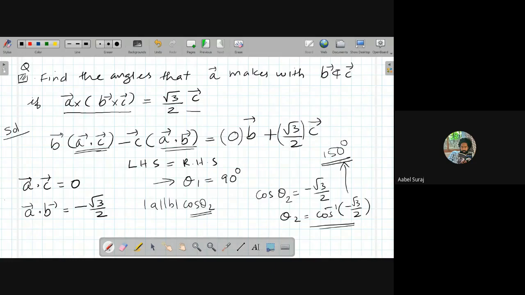You know how to calculate the angles? Cos inverse root 3 by 2 is 30 degree. If it is minus root 3 by 2, it will go to the other quadrant. The angle will be obtuse. It will come in the second quadrant.